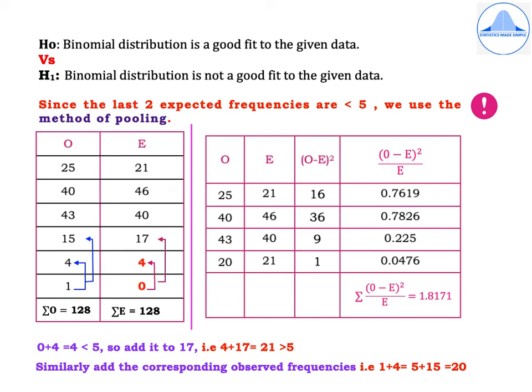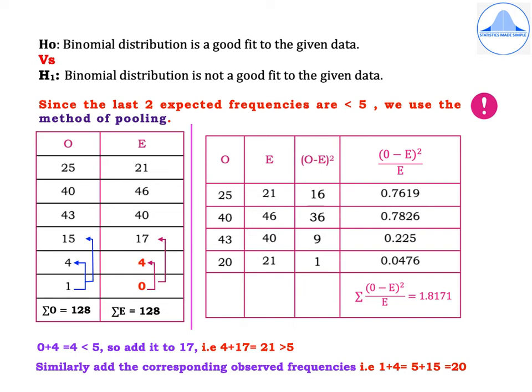Fitting of the binomial distribution is complete and we have got the expected frequencies. The next step is to test whether the binomial distribution is a good fit to the given data or not. So write H0: binomial distribution is a good fit to the given data, versus H1: binomial distribution is not a good fit to the given data.